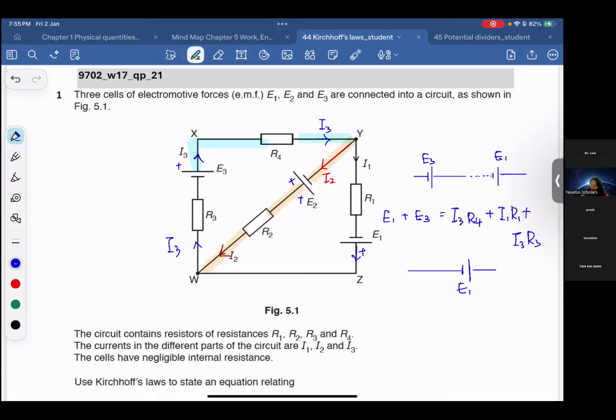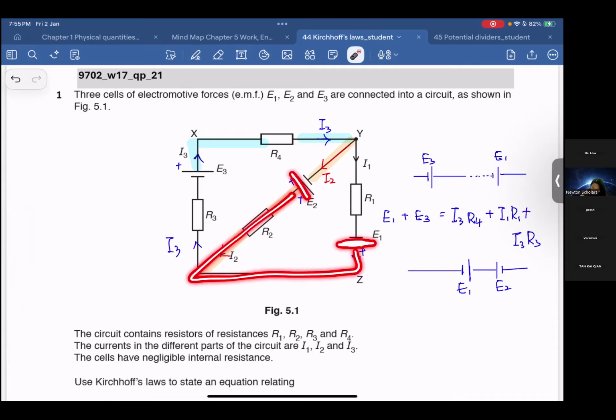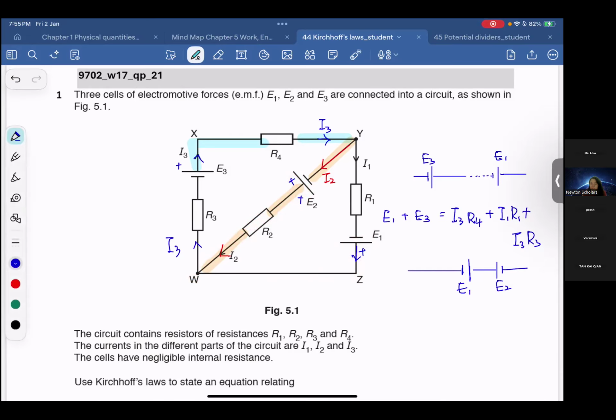E1 longer line, longer terminal, will be facing the E2 here. So this is E2. You find that actually they are opposite. Okay, you see, the longer line comes here, actually facing the longer line. Okay, so at the end here, they are opposite.